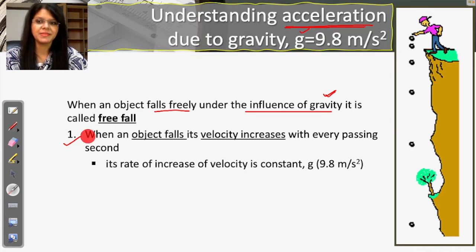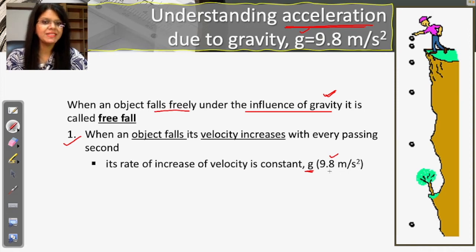Okay, let us read this statement again. When an object falls, its velocity increases with every passing second. Its rate of increase of velocity is constant. What is that constant? We denoted it by G, and the magnitude of G is 9.8 meters per second square. So for simplicity of understanding, let's round up this number to 10. So usually in physics, G is also taken as 10 meters per second square to simplify our calculations.